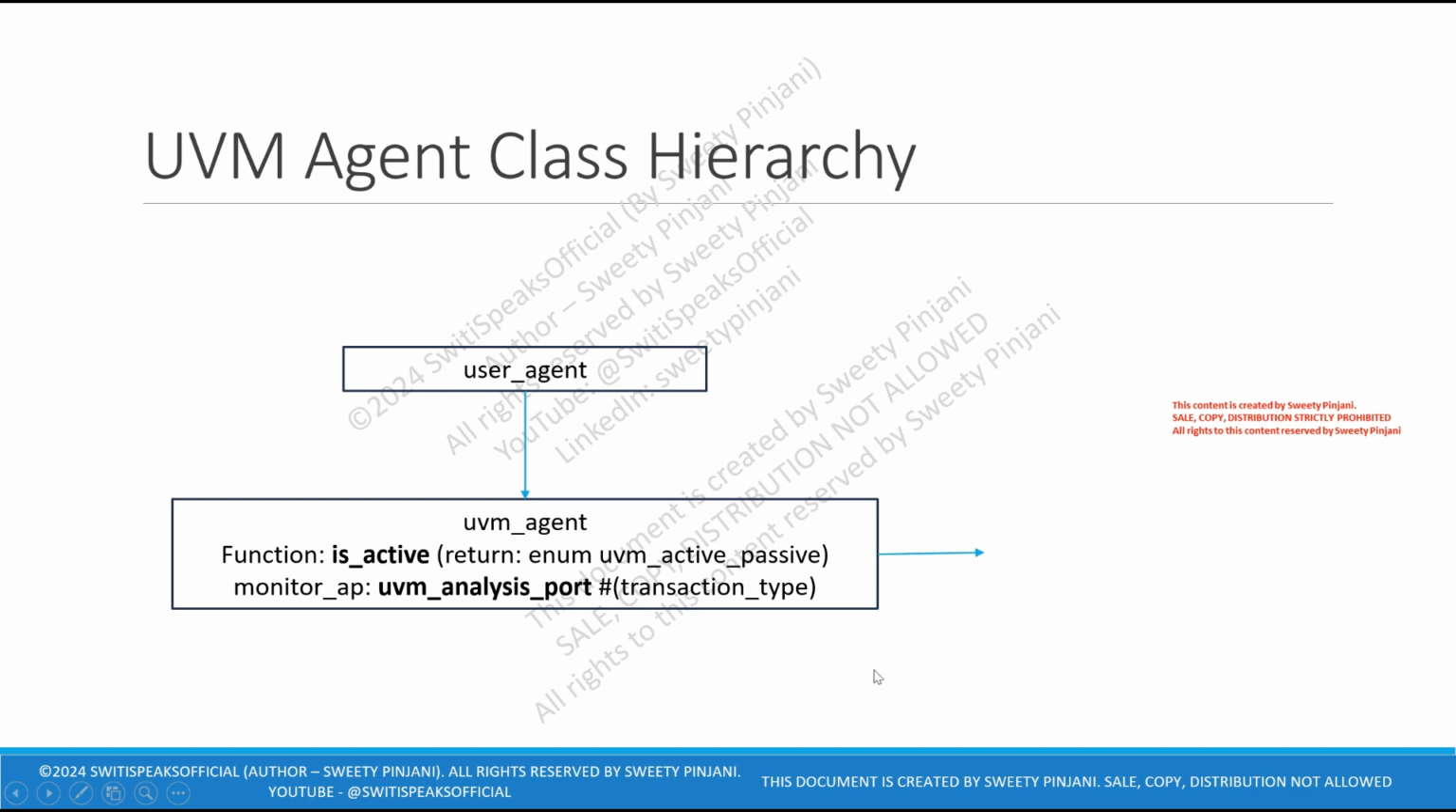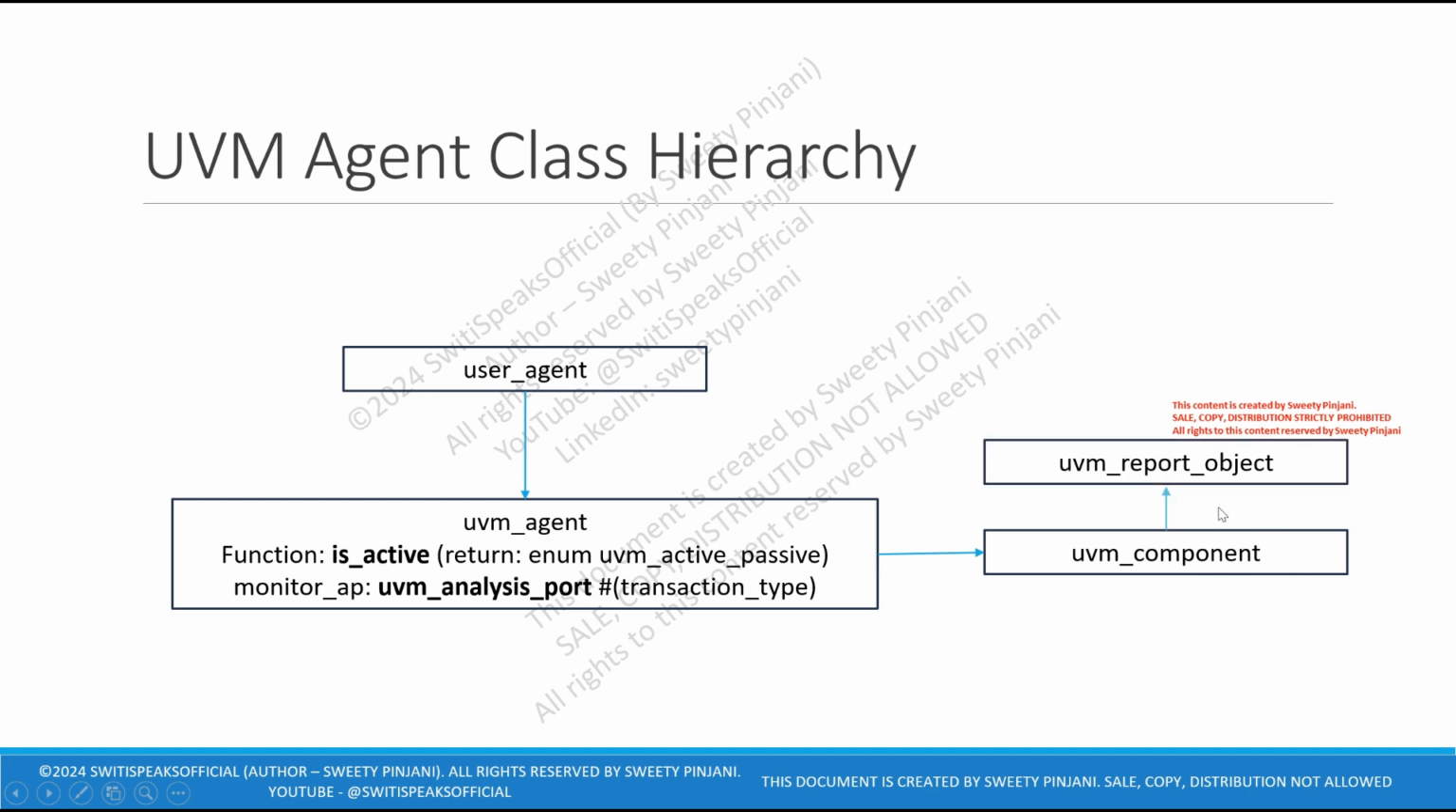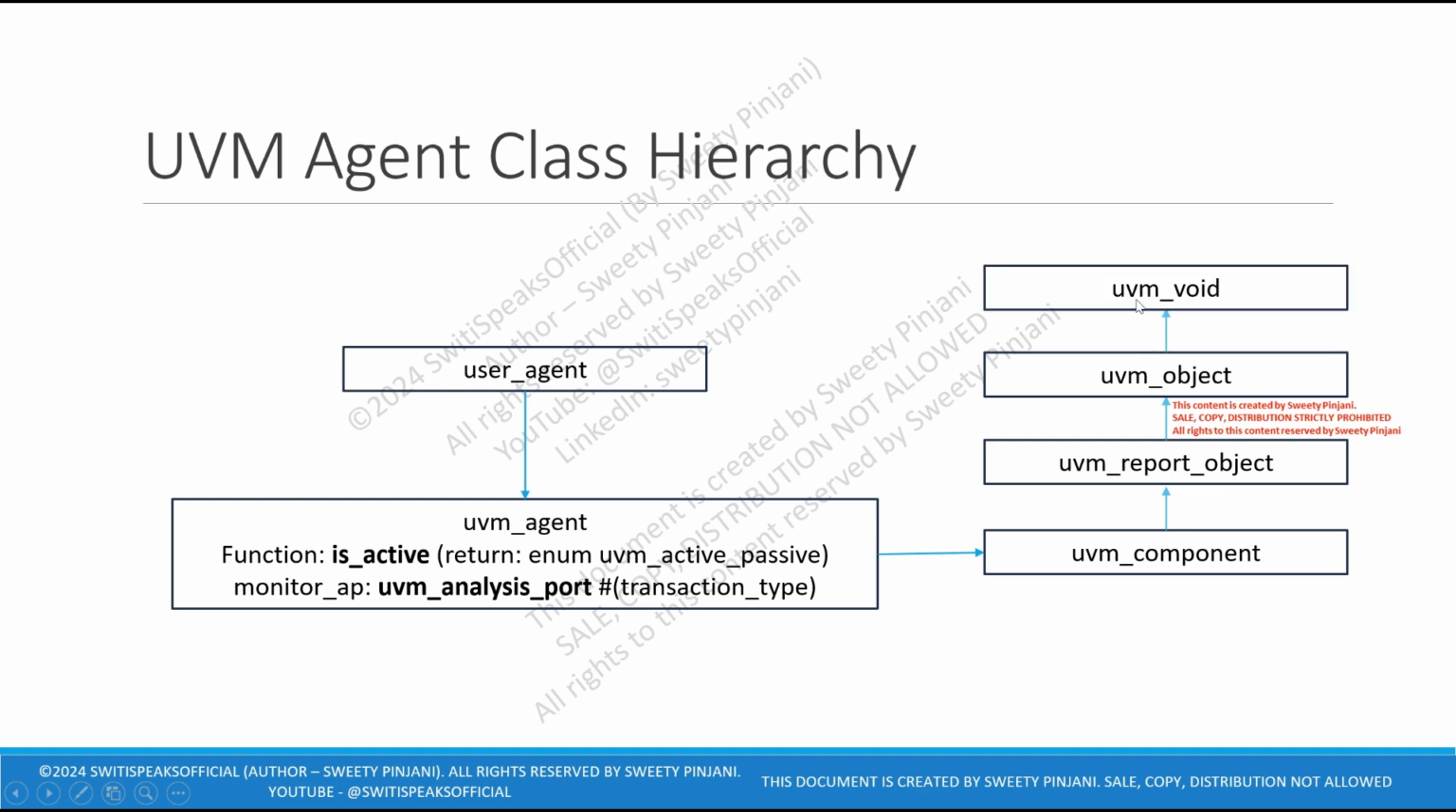This UVM agent is extended from uvm_component because your agent is a component. uvm_component is in turn extended from uvm_report_object, and uvm_report_object is extended from uvm_object, which is extended from void. This is how your class hierarchy is for UVM agent.